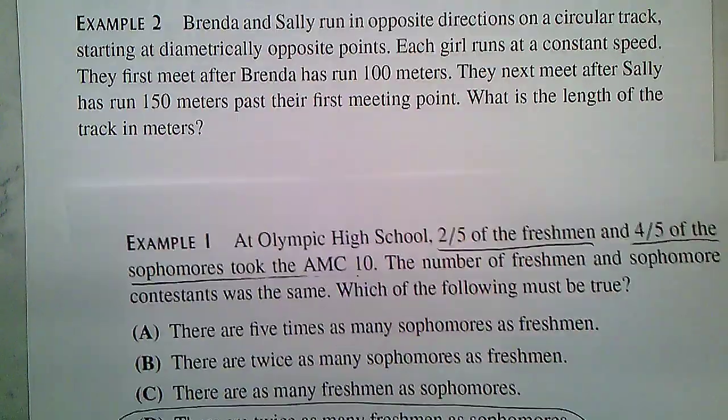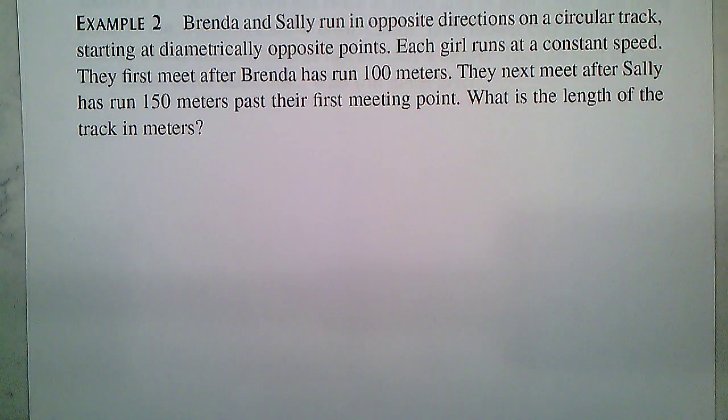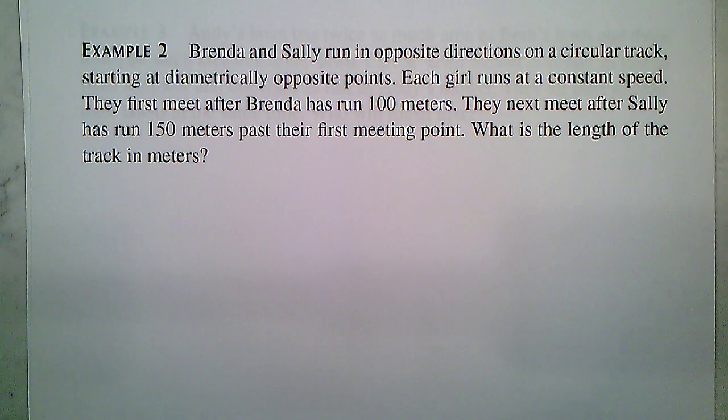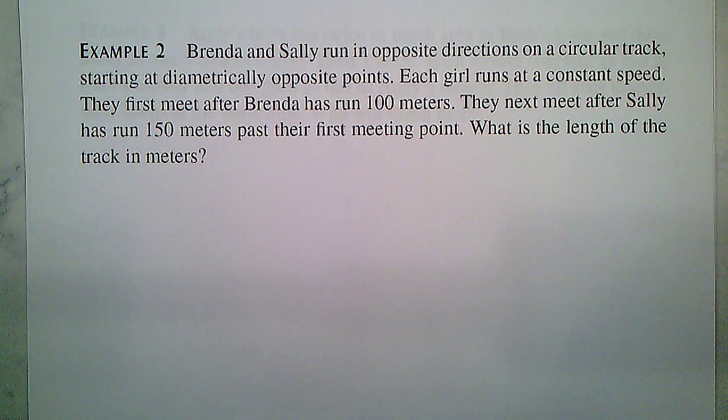So let's look at another problem. This says that Brenda and Sally run in opposite directions on a circular track, starting at diametrically opposite points. So they're completely on the other sides of the track, and they run in opposite directions. So that means they start out running towards each other. Each girl runs at a constant speed.